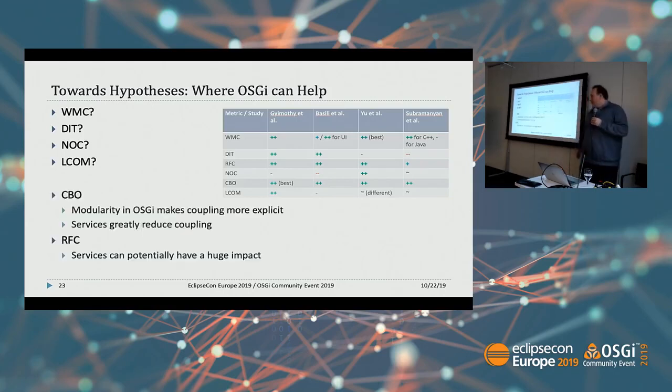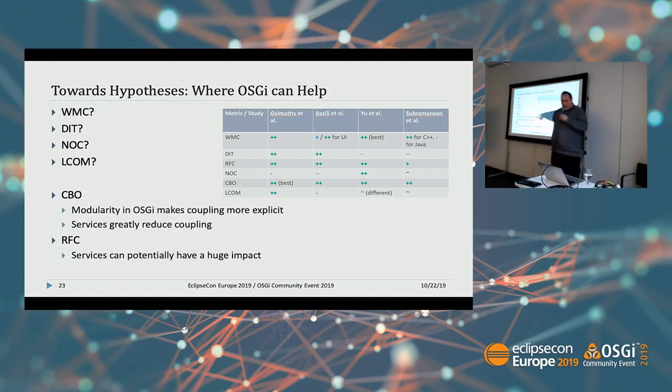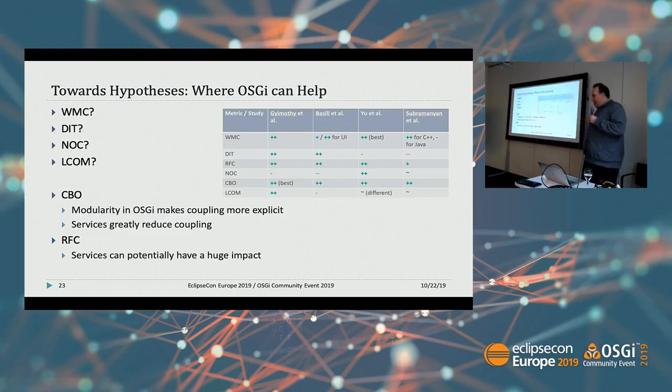If we look at the two here, and fortunately those are the ones that show very strong correlation across all of the different studies. We have the CBO, right? So the coupling between objects, and we have RFC, the response for a class. Both of them are, and that's my opinion, right? That's my hypothesis. Both of them are affected by OSGi. The coupling is definitely affected because in OSGi you cannot just arbitrarily have dependencies between packages without at some point paying the price for it by having to declare it or having to tell your tool how to detect them, right? So package level dependencies are explicit.